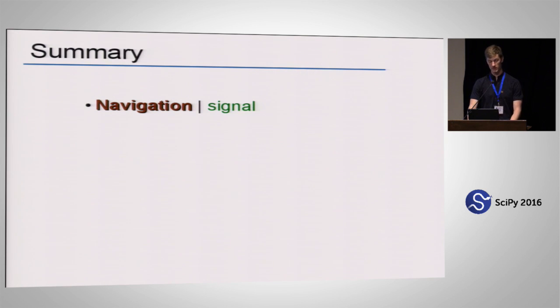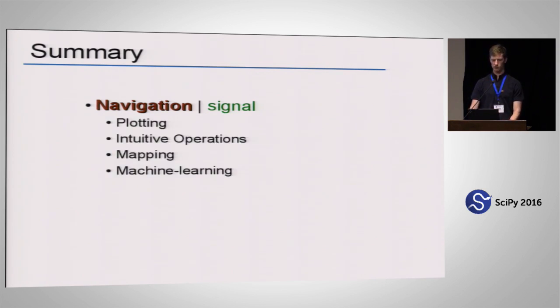OK, so summary. The signal and navigation space separation is actually very important, and it's very, very useful that I hope more packages will embrace this idea. And it allows you to unambiguously and intuitively do plotting, various operations, mapping over n-dimensional data sets, and helps a lot with machine learning, at least the simple parts that we've used.